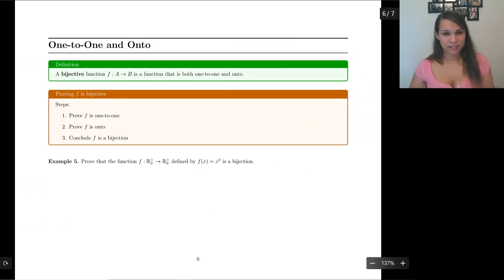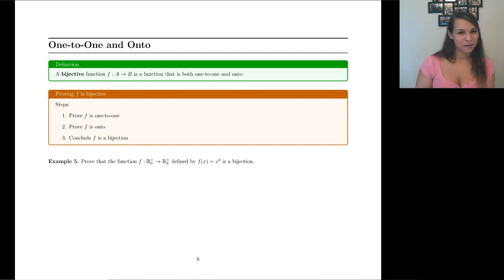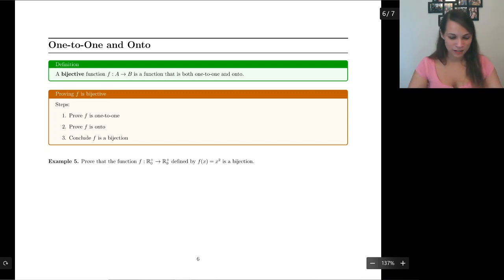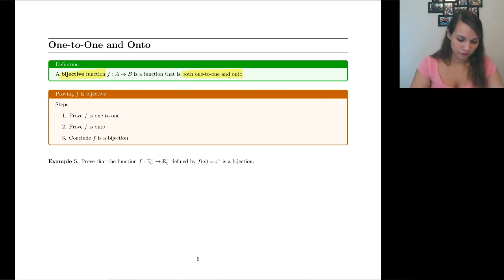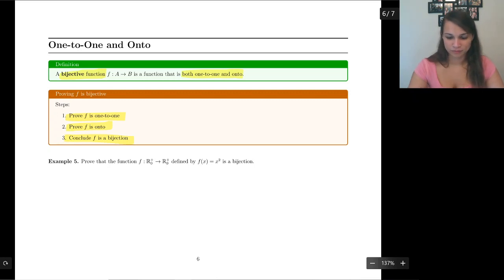Next up, we're going to discuss what happens when we put these two together. What if we have a function that is both one-to-one and onto? Of course, we have a fancy name for it. It's called a bijective function, and bijective is just one-to-one and onto. How do we prove it's bijective? Well, you start by proving it's one-to-one, you prove that it's onto, and then you're done.